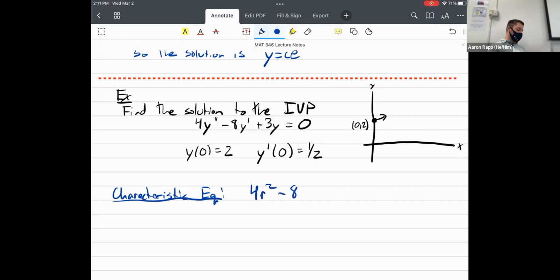r squared minus 8r plus 3 equal to 0. And now I need to factor this or find the roots. So we've got to factor this.